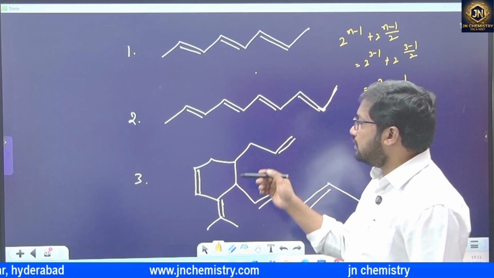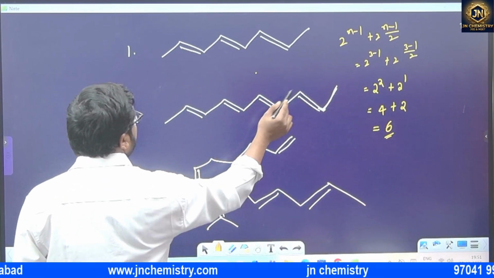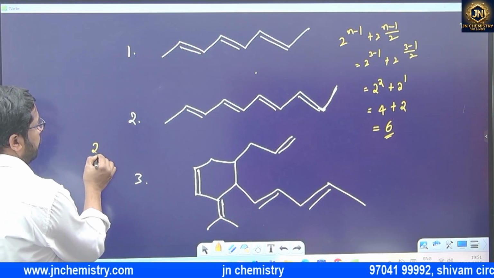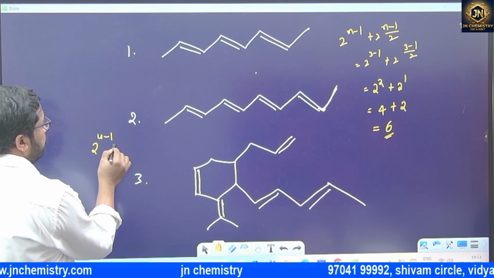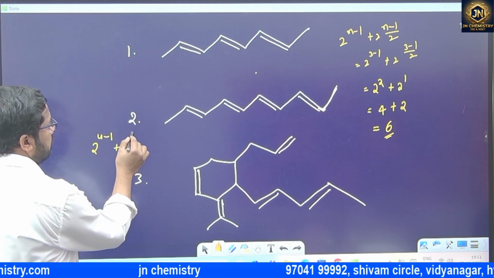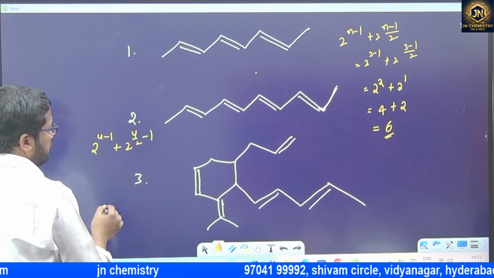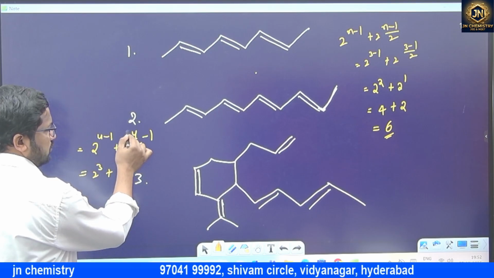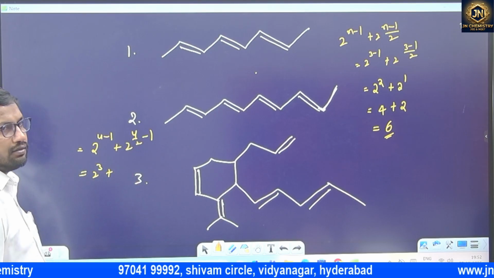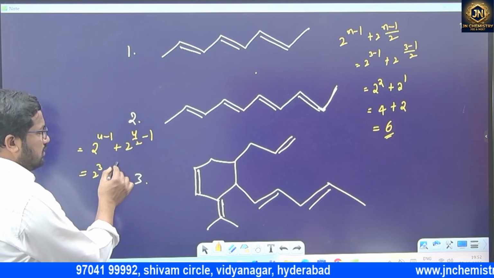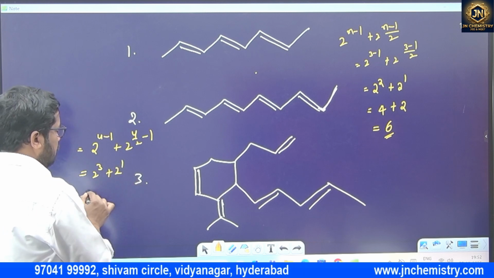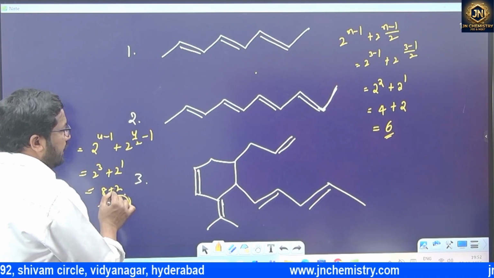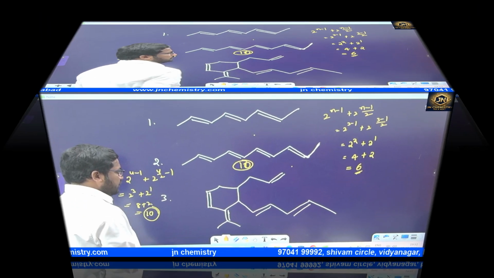In this case, 1, 2, 3, 4, even. Even means 2 power 4 minus 1 plus 2 power 4 by 2 minus 1. So 2 power 3 plus 2 power 2 minus 1, which is 2 power 1, nothing but 8 plus 2, 10. Now in this case, important.